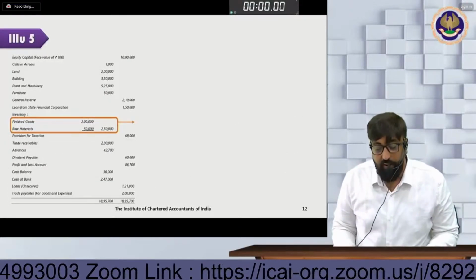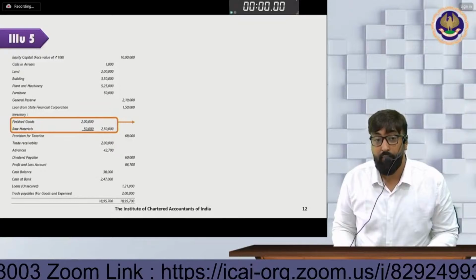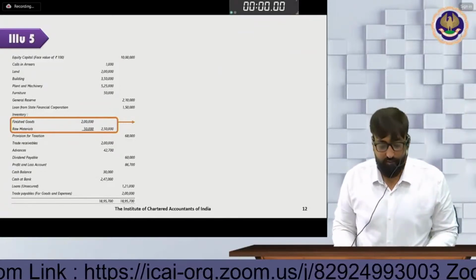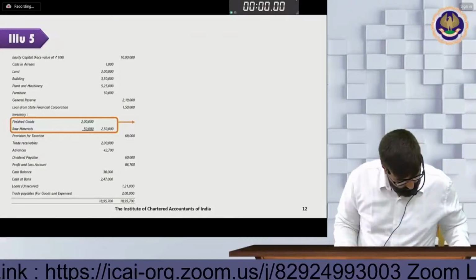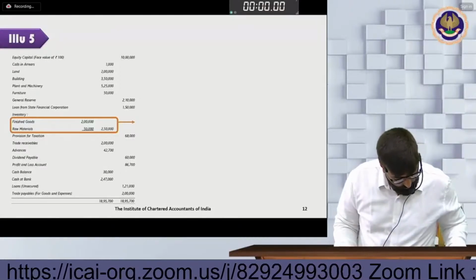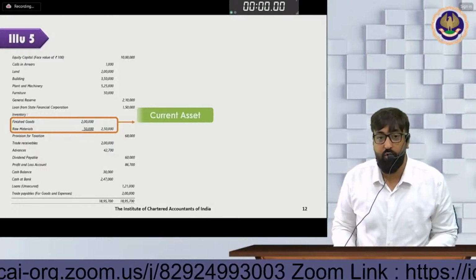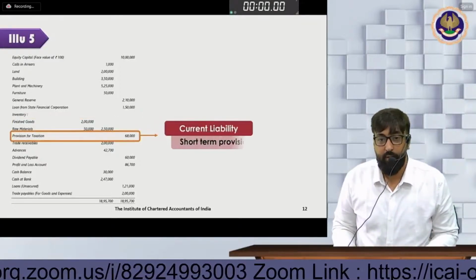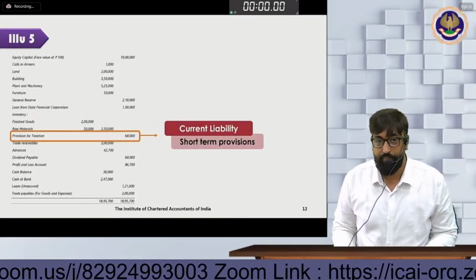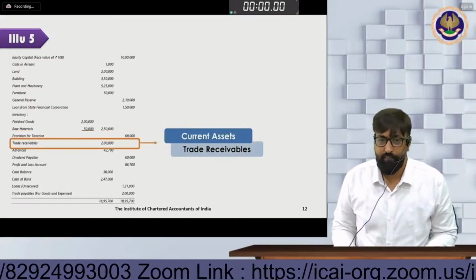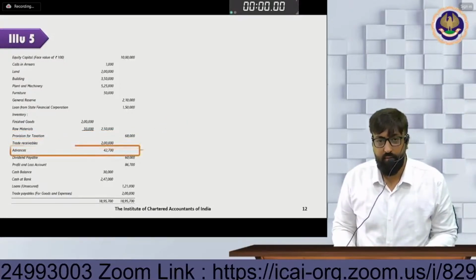So IMP लिख दिया बेटा आपने? Yes, sir. Very good. Provision for taxation. So short-term provisions. Yes, short-term provisions, very good, on the current liability side. Trade receivable, so a separate head under current assets, trade receivables.